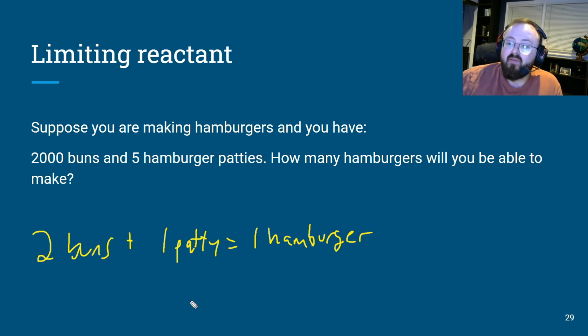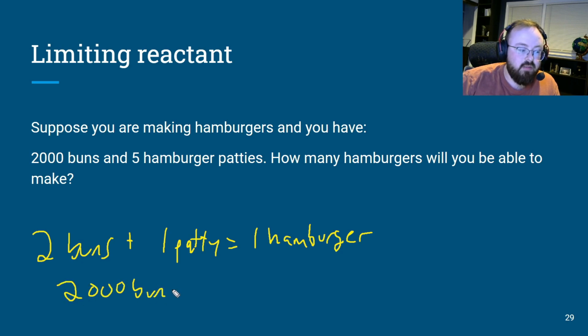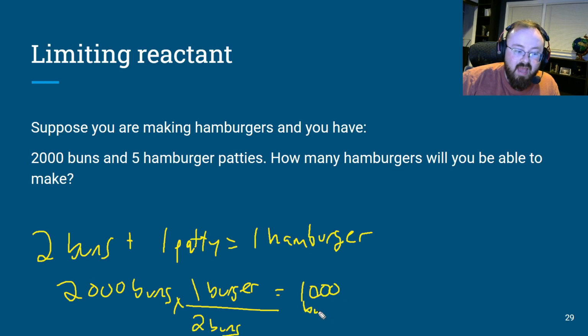Well, I can only make 5 hamburgers. I'm going to have a ton of leftover buns. I'm limited to how many hamburgers I can make by how many patties I have. Because if I had a billion hamburger patties, then how many hamburgers could I make with all the buns? 2,000 buns multiplied by 1 burger per 2 buns, I could make 1,000 burgers with all those buns. But I cannot do that because I'm going to run out of patties.